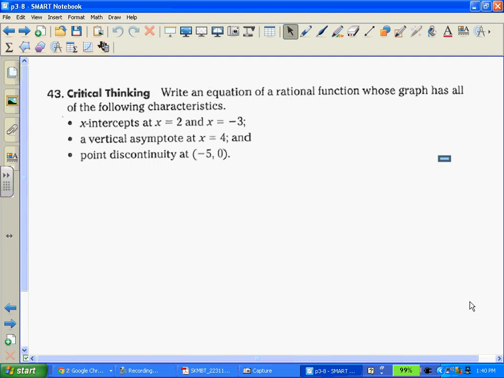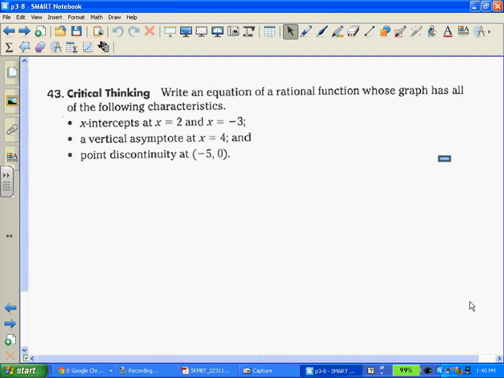Critical thinking. Write an equation of a rational function whose graph has all of the following characteristics: x-intercepts at x equals 2 and x equals -3, a vertical asymptote at x equals 4, and point discontinuity at (-5, 0). This is a good question because it asks us to think about point discontinuity, vertical asymptotes, which are infinite discontinuity, and x-intercepts, or values of x where y equals 0.